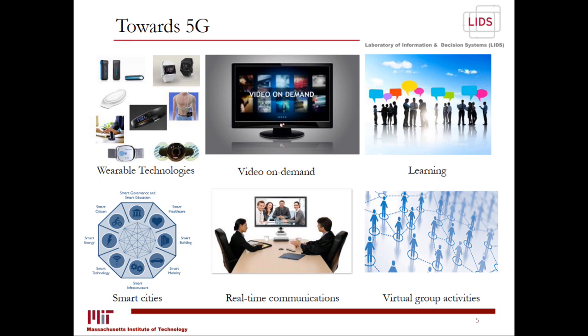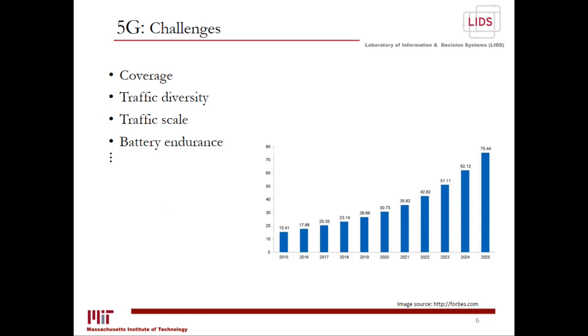So video on demand, learning. We're going to have smart cities, in the sense that traffic lights are going to be connected to the network, so that we can spend less time behind the lights. We're going to have smart grids, in the sense that the power meters and gas meters will have the platform to increase efficiency, and also real-time communication and things like virtual group activities.